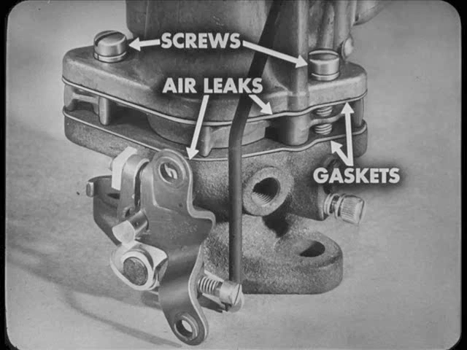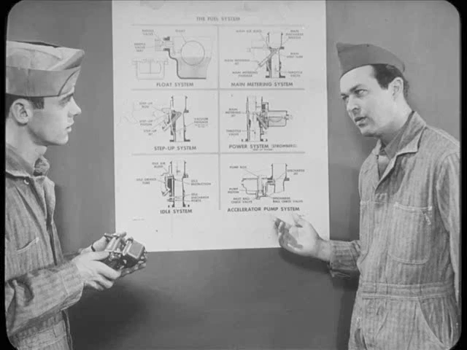Don't forget to check the screws which hold the body to the throttle body. Be sure they're tight. If they're loose, you'll get air leaks at the gaskets, and you won't be able to adjust the idle mixture. Well, it seems to me that the systems we've talked about should just about cover every condition. Nope. To speed up smoothly at low or medium speeds, we need an accelerating pump system.